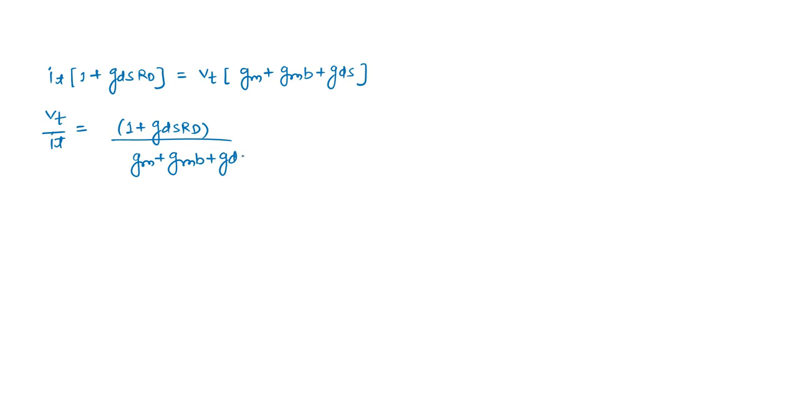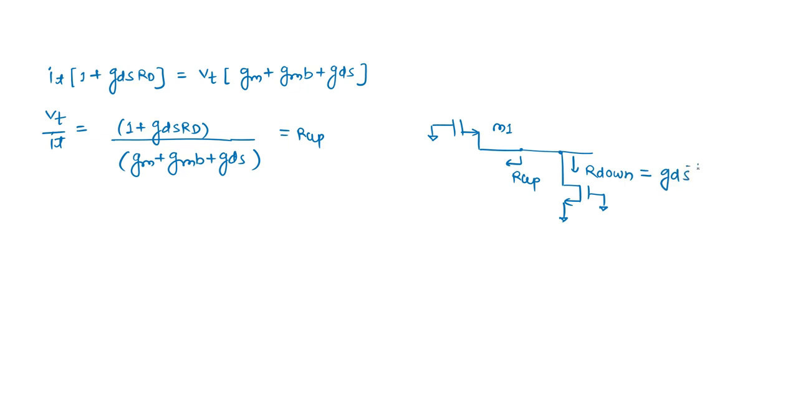Now I'll take some assumptions, because this is my actual calculation for the looking-up impedance of the transistor M1 only, which is lying here. This is the looking-up impedance, which I call RUP, which I am calculating at present. And at this node, the other transistor was my M0, and for this I was very clear that R down is GDS inverse of M0, which I call RDS of M0.